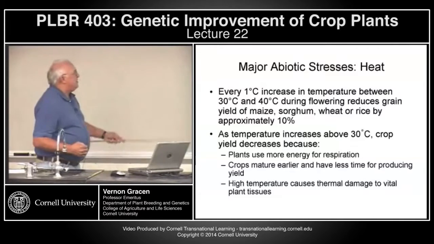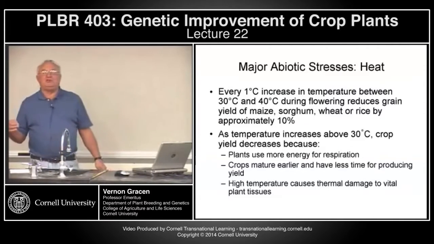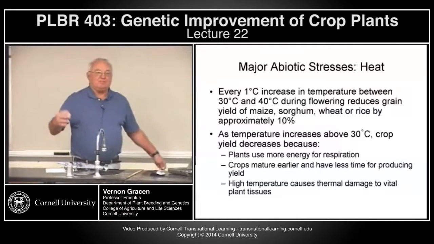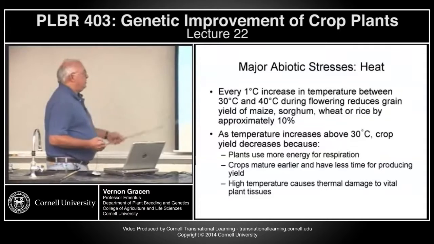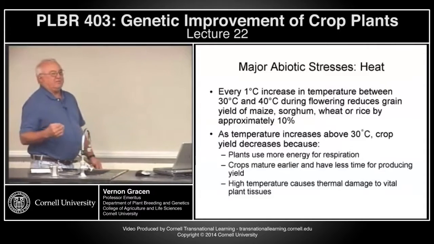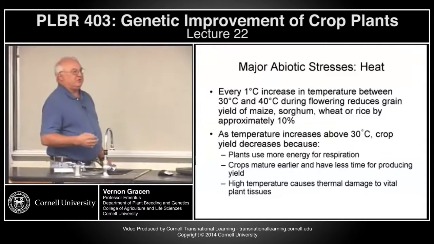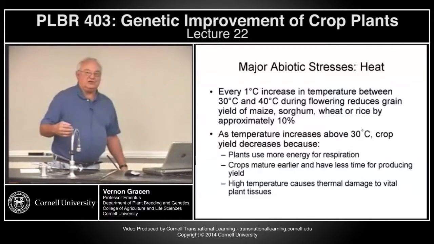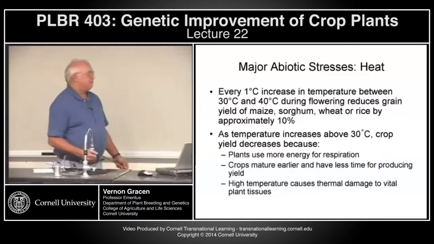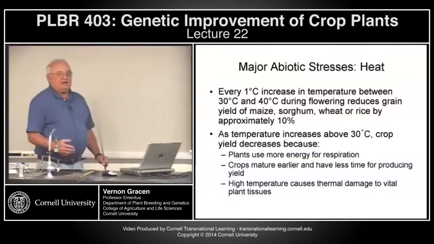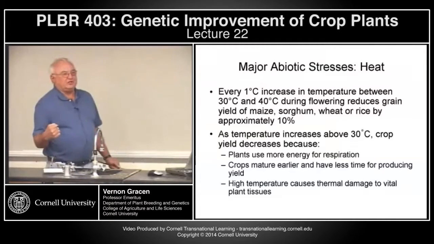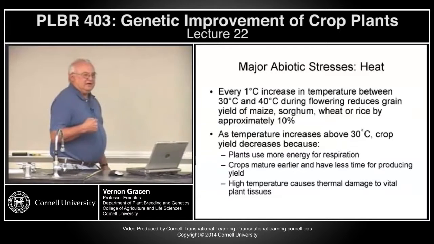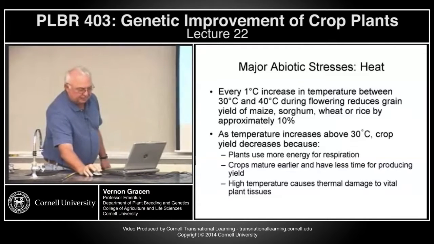Why does that happen? Plants use more energy for respiration, so they burn more of their energy without producing yield. As the temperature increases, crops tend to mature earlier and earlier, so there's less time to produce the yield. And if the temperatures get high enough, you can actually damage the photosynthetic and energy metabolism of the plants.